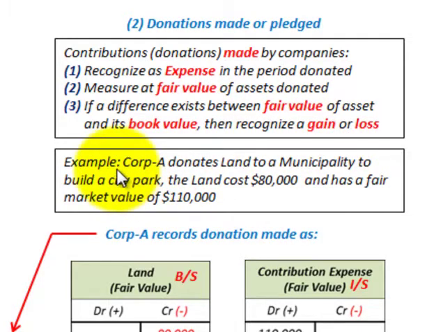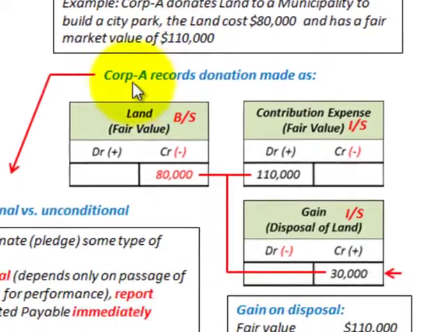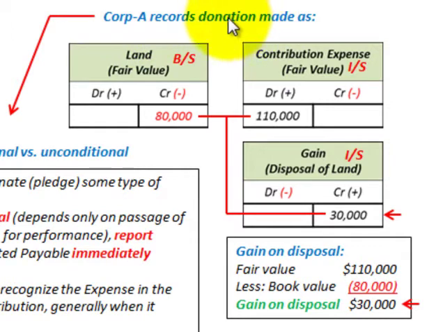So let's look at our example here. Corporation A donates land to a municipality to build a city park. The land cost $80,000 and has a fair market value of $110,000. So Corporation A would record this donation made as they would have their land account, and that's on our balance sheet, and they would credit or reduce their land account for $80,000, the cost of the land.